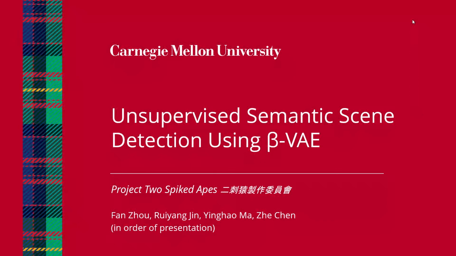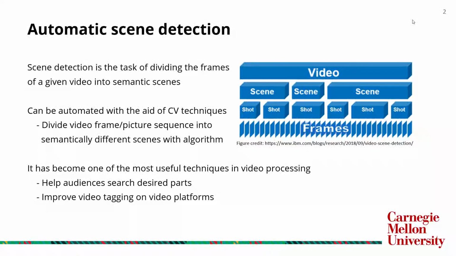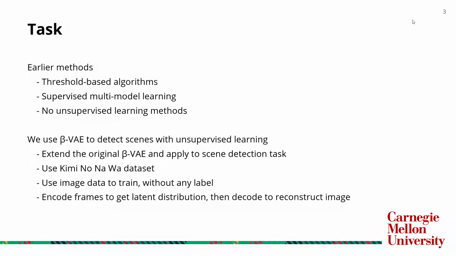Our ongoing project is unsupervised semantic scene detection using β-VAE. Scene detection is the task of dividing the frames of a given video into semantic scenes and can be automated with the aid of CV techniques. Earlier work in this domain relies on threshold-based algorithms and supervised multimodal learning. However, there has been no attempt, as far as we know, to approach this challenge using unsupervised learning. In our project, we use β-VAE to detect scenes with unsupervised learning methods.